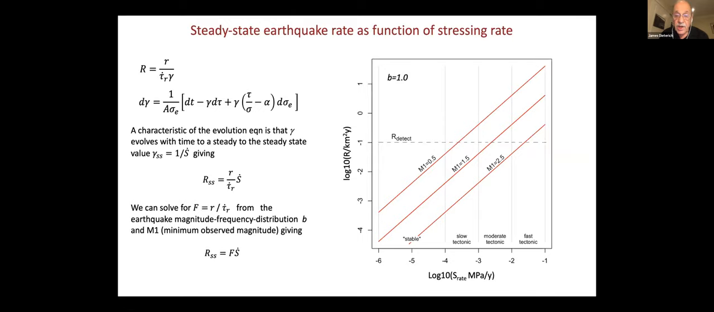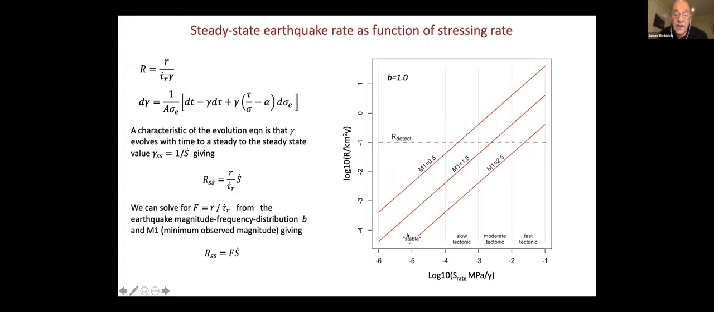And so over here on the right, I show a plot of log stressing rate in megapascals per year versus log earthquake rate for different minimum magnitude thresholds. And you can see, and I kind of informally labeled these stable, slow tectonic, moderate tectonic, and fast tectonic. I think probably this audience is mostly interested in the moderate and fast tectonic end of the spectrum for plate boundaries. But many of the examples we have of induced seismicity occur at these slower rates.